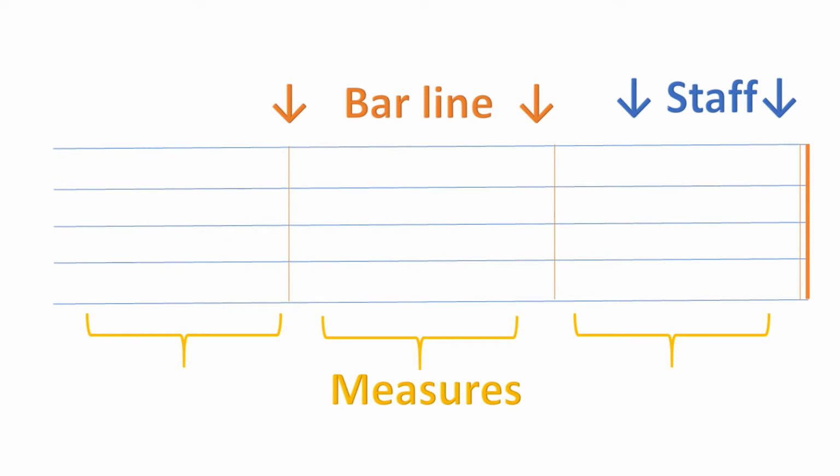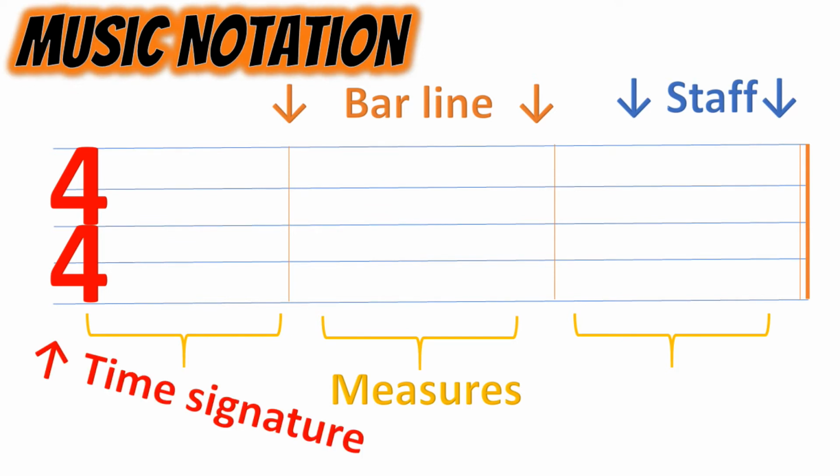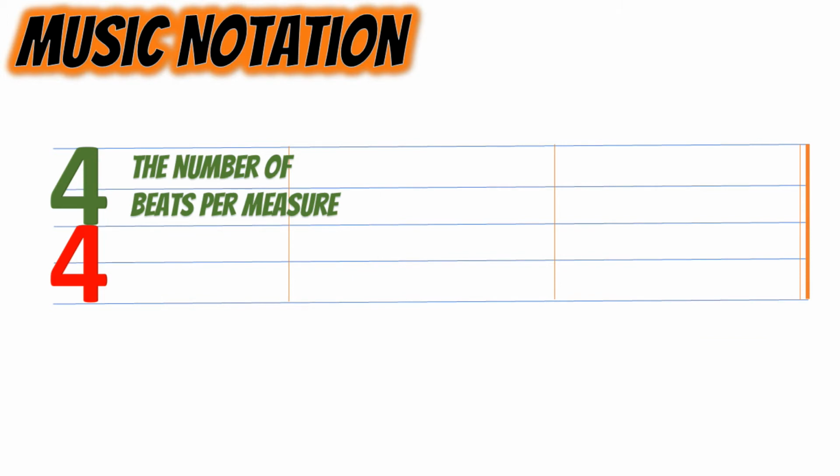And oftentimes at the beginning of a staff, you'll see 2 numbers on top of each other. That's called a time signature. The top number of the time signature tells us the number of beats per measure, and the bottom number tells us which note gets the beat. The numbers in a time signature remind me of fractions.